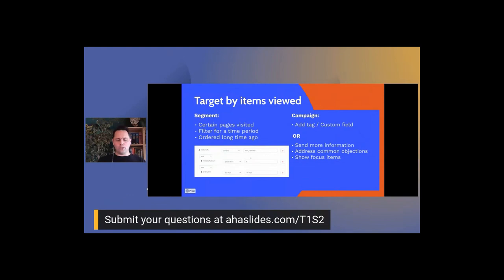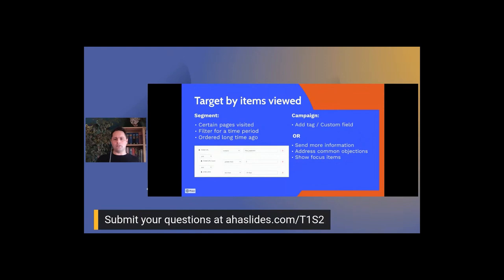Visited URL, URL count, and then you pass the order time, and then you see people who visited certain pages a long time ago and didn't buy anything. Here you can do it as well, order time greater than minus 30 days, so it's in the past 30 days. What I usually do is add a tag to these people. I don't run a campaign from here. I add the tag, saying this person is interested in this and this because they checked it out many times.